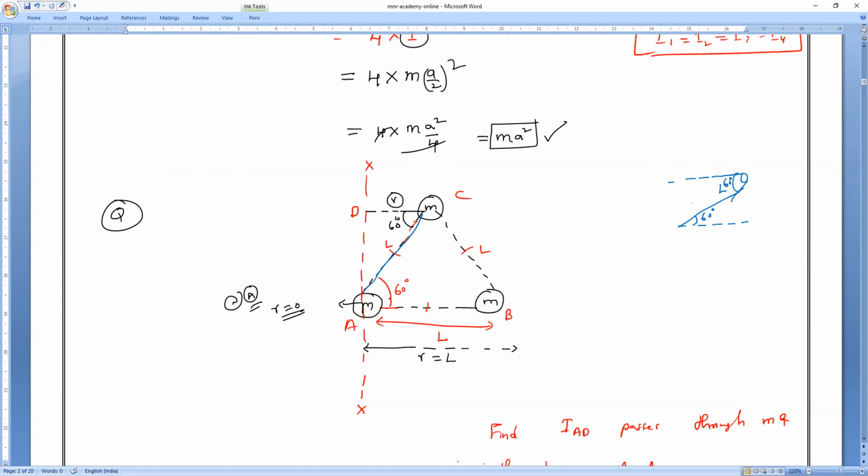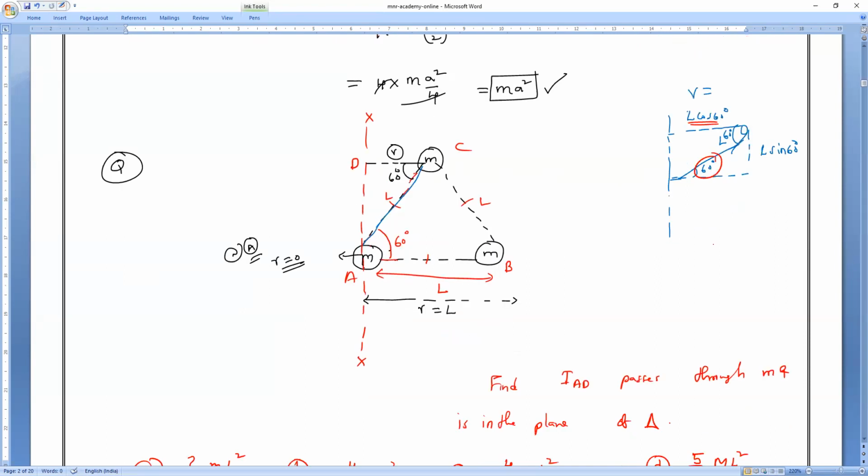Then with 60 degrees, imagine this is the resultant force. So what will happen here? L cos 60 degrees, and perpendicularly this will become L sine 60 degrees. Now from the axis of rotation, what is this R? L cos 60 or L sine 60? For C point, R is equal to L cos 60. Do you understand?